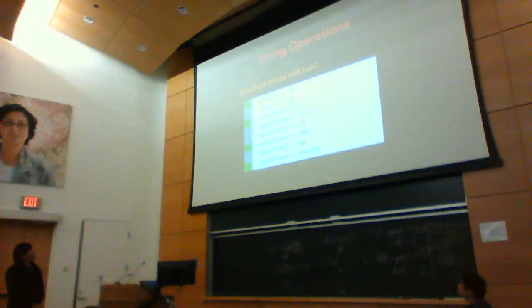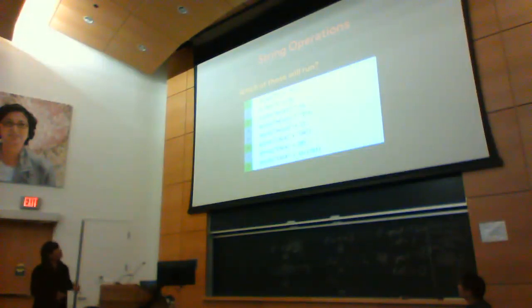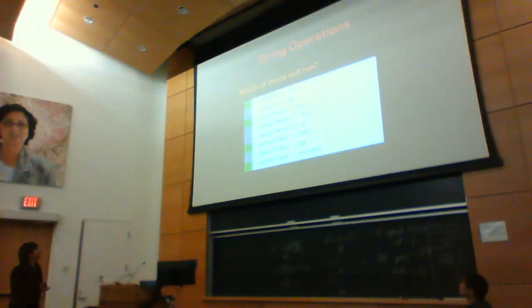Line 5, again, will not run because we can't add an int to a string without converting it into a string first. Line 6 will run because we're both strings. Line 7, again, you can't add a string and an int without converting one to the other first. And then line 8 will work because we're taking the int, converting it to a string, and then adding to the string. Any questions about that?